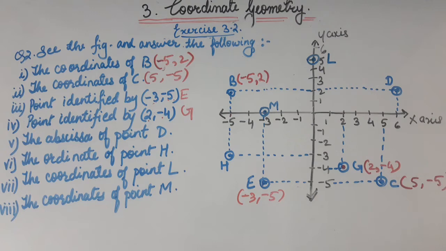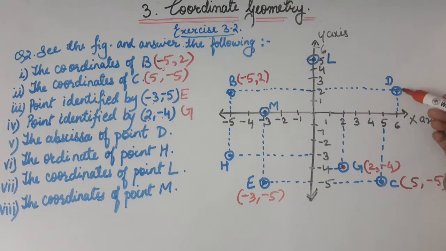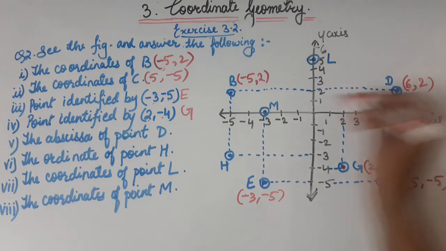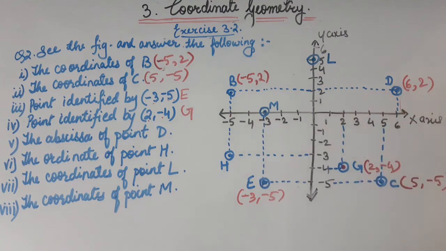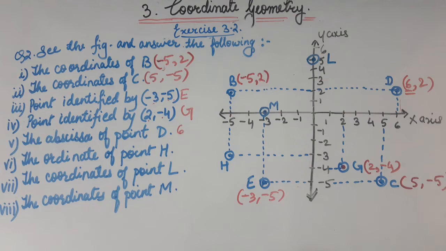Then the fifth question is the abscissa of point D. We have discussed abscissa means which coordinate? X coordinate, and y coordinate means ordinate. So check where your point D is on this graph. This is your point D, and we have to find its abscissa, that means x coordinate. Coordinates of point D are 6 comma 2. Only abscissa is asked, that is x coordinate, which is 6. So the abscissa of point D is 6.